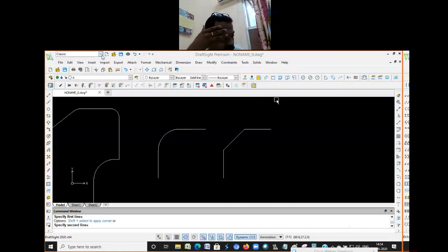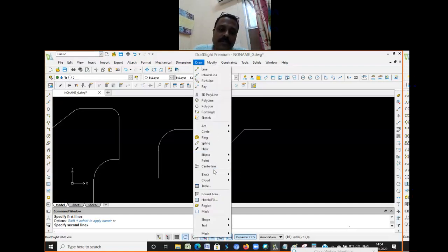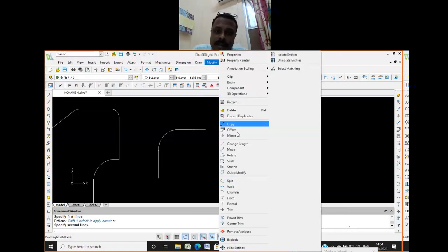So basically you learn the commands. Once you know the commands, you can find them in the toolbars or toolboxes. Like for modify, you can go and see chamfer, fillet, extend, trim. So these things. Okay, this is offset.